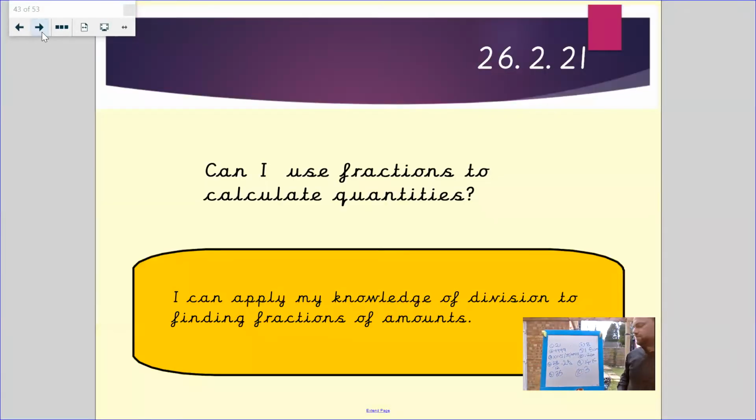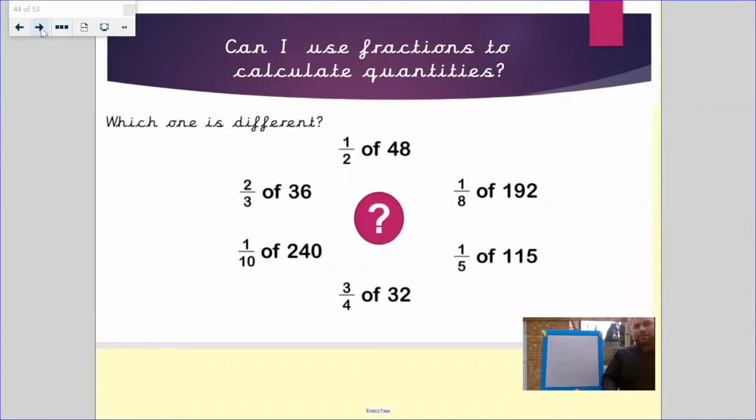Okay, so for today we're going to be trying to find, or can you use your fractions to calculate quantities of amounts? Just another way of saying, can you find a fraction of an amount? So the video is going to be quite short today anyway, but let's have a look at this quick starter. Which one of these fractions is the odd one out?